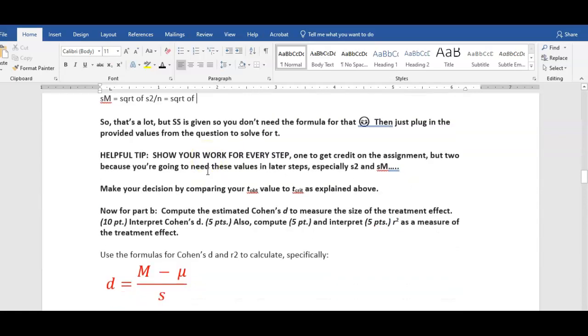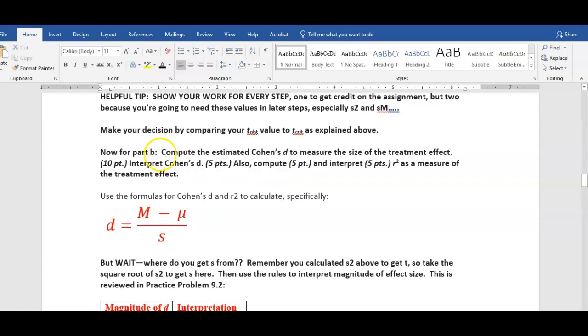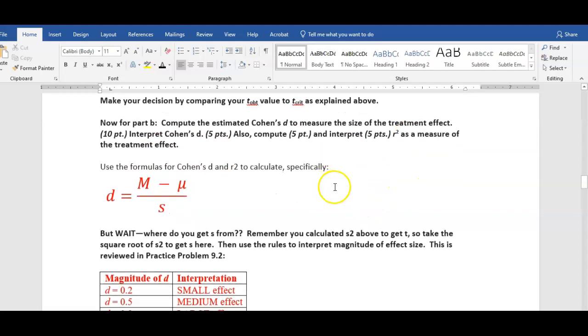Okay, now to part B. So part B asks you to compute the estimated Cohen's d to measure the size of the treatment effect, interpret that Cohen's d, and then compute and interpret the R squared as a measure of treatment effect or effect size. So to do the first part of this, Cohen's d, just use the formula for Cohen's d.